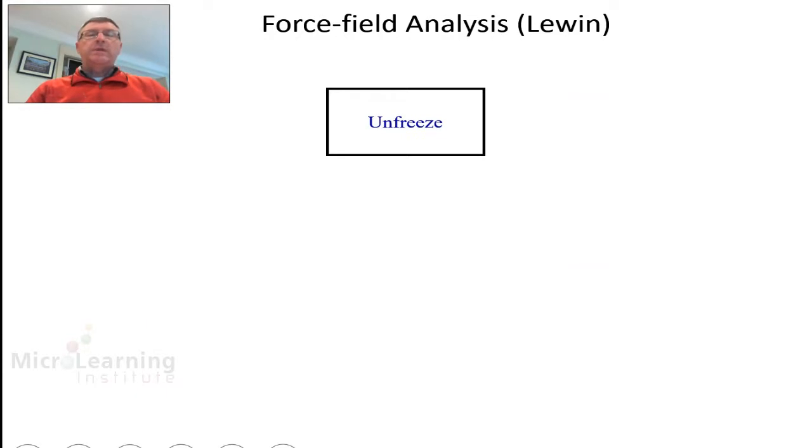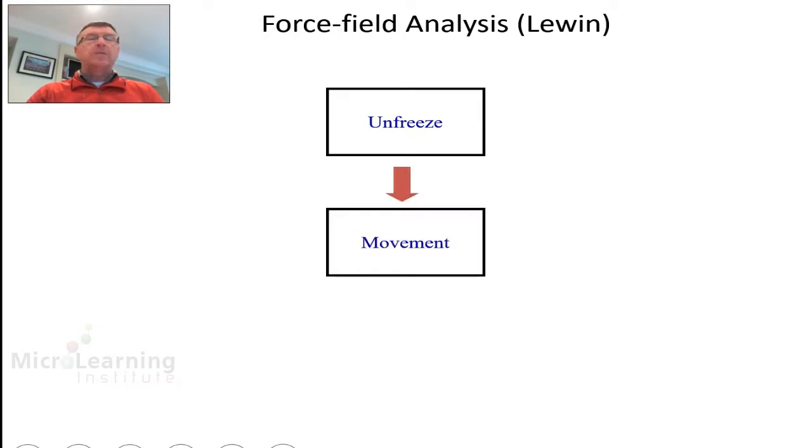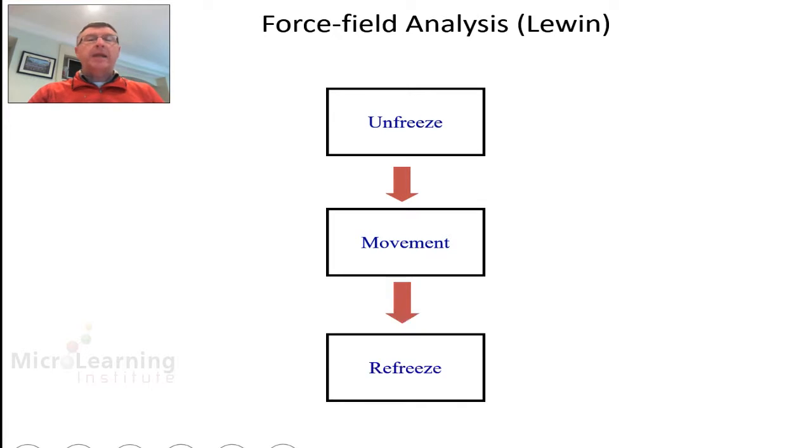So Lewin's force field analysis uses language like initially we must unfreeze the status quo. And of course we do this, as we've just seen in the previous graphic, by reducing the resisting forces, that is the forces that are resisting change. Then we can move. Now again, as we've said in the previous graphic, we may not move all the way to the desired state, but we will move closer to it. And when we get to the desired state, we need to refreeze and re-establish the new state as the new status quo of the organization.